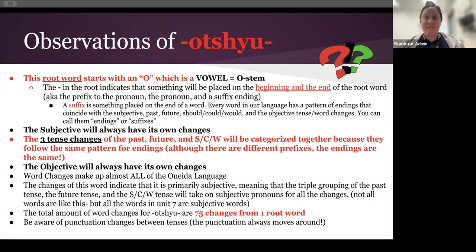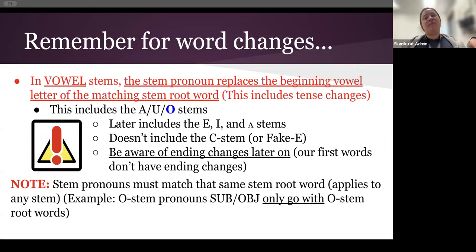Very sophisticated. So let's review the rule for vowel stem conjugations. We learned this when you learned the three races of people a while back in previous recordings. So what is the rule? O is a vowel, so it's going to follow the vowel stem, how we put pronouns and attach them to verb roots. In vowel stems, the stem pronoun replaces the beginning vowel letter in the matching stem root word. I'm going to show you an example.